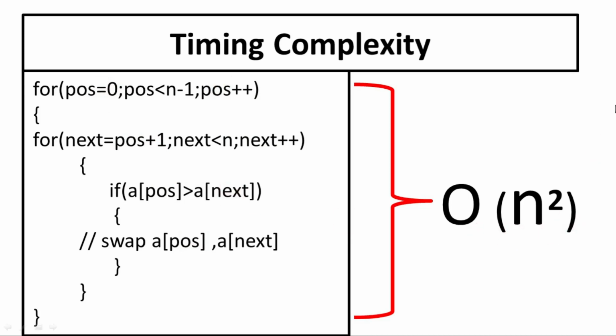There are 2 important cases in terms of timing complexity. One is best case and the other is worst case. Here I talked about worst case timing complexity. The best case timing complexity for selection sort is also n square.